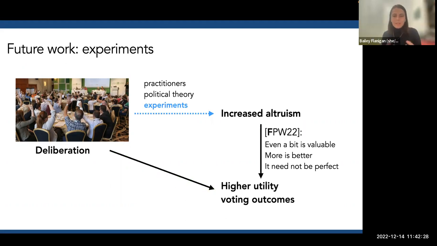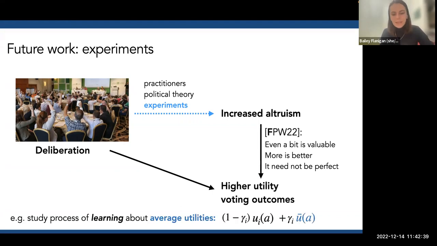Okay, speaking of experiments, what I think this really motivates is more targeted experiments of exactly how deliberation increases altruism. One example of what I mean by that is, we're hoping that people throughout the process of deliberation learn about the average utilities. So trying to actually get at this by surveying people and trying to understand how their opinions are changing with this exact model in mind would be quite interesting and add a lot to the existing experiments, which are just much more conceptual at this point.